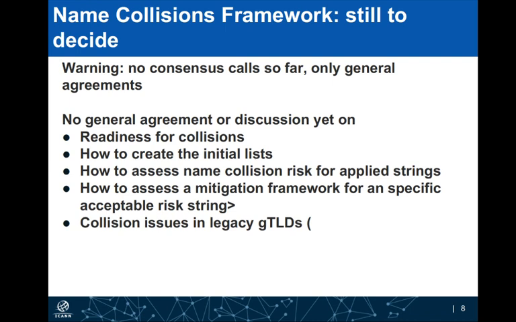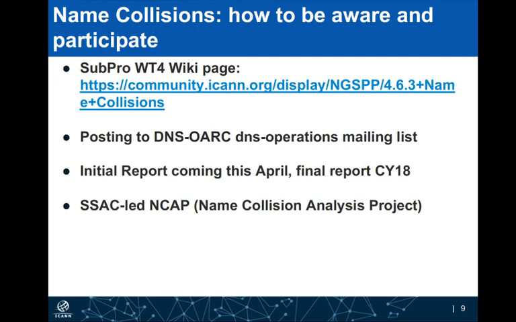So what is the ICANN community looking for most from the DNS technical community? Suggestions on how to create the initial lists, or what to apply for, what you shouldn't have, how to assess risk in those strings that were applied for, how to assess if you file a mitigation framework, and also collision issues within legacy gTLDs that happen, as you might see in a previous presentation by Jeff Schmidt.